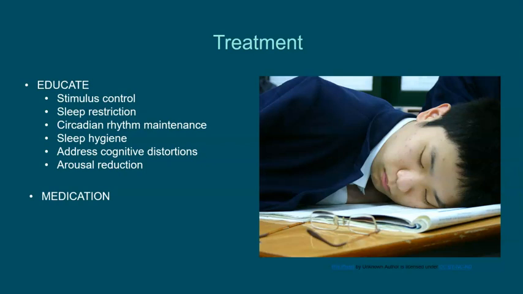Also, arousal reduction. So you want to discuss relaxation techniques such as belly breathing, biofeedback, maybe a warm bath, warm tea before they get into bed.